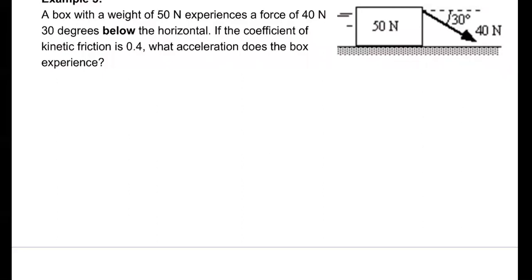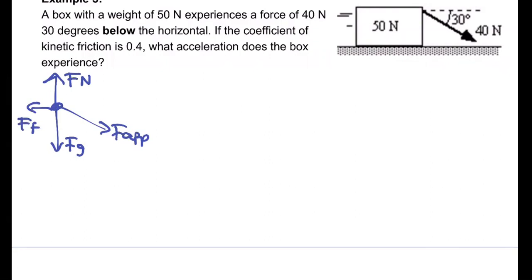Same situation. So I'm going to start the exact same way I did last time, drawing my force diagram. So I've got force normal, I've got force gravity, I've got my applied force downward, and then I have force friction, acting in the opposite direction of motion. I have my X component of this force, and then I also have my Y component.